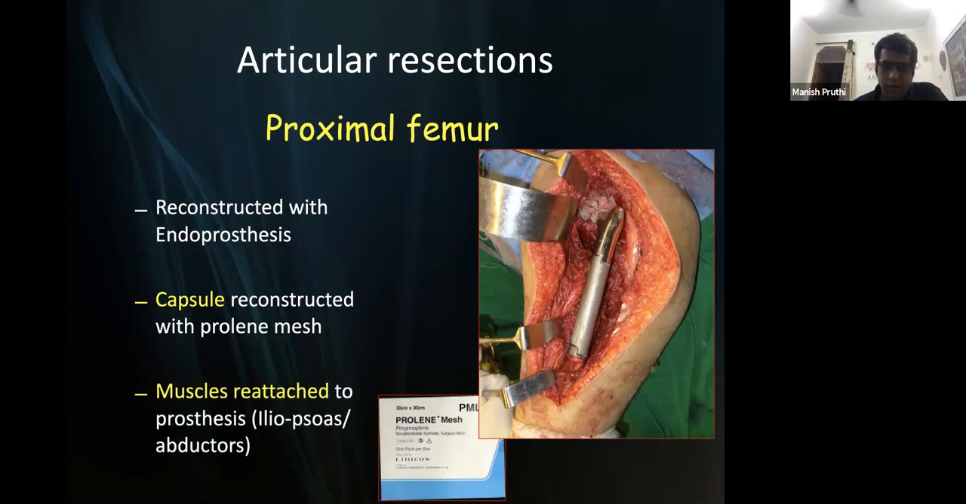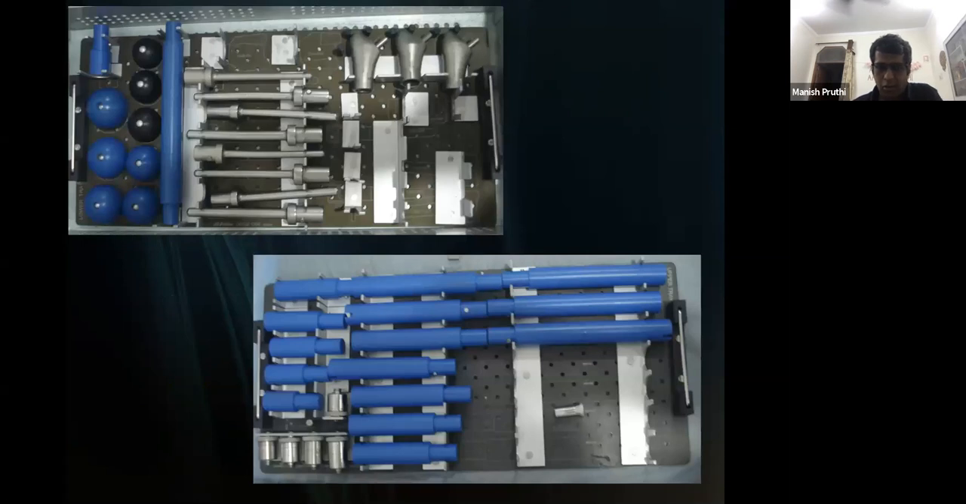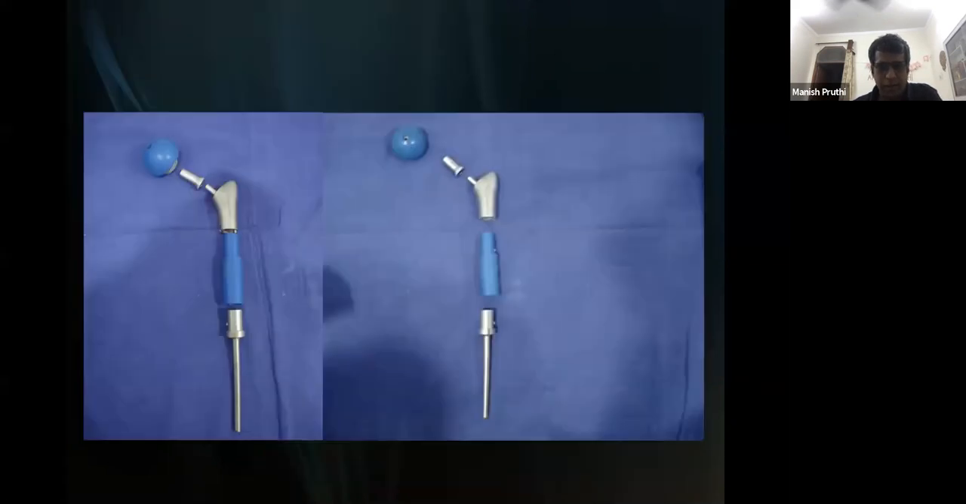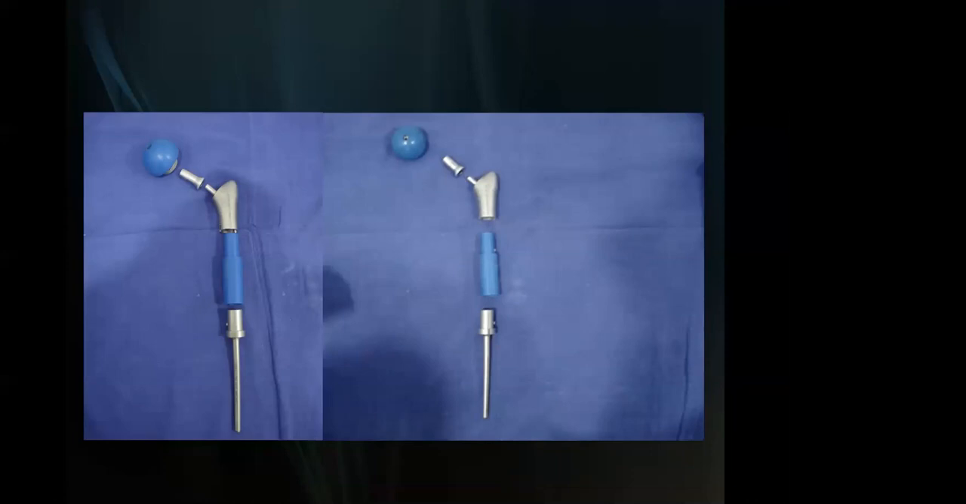And then the muscles are reattached, which are the abductors to the slots in the prosthesis, the trochanteric area, and the iliopsoas into the slots in the medial part of the prosthesis. Once we do that, this is the proximal femur instrumentation set that I have just kept so that you know these are the range of instruments that we have. And this is the assembly of a proximal femur trial prosthesis so that you understand how we reconstruct. We have a trochanteric piece, a neck component, a ball component, a section piece and a stem.